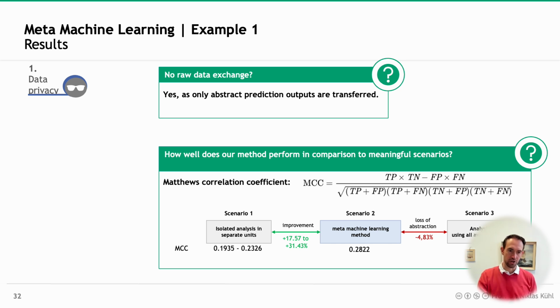The other thing that we are obviously interested in is how good does it work? To do that, we utilize the Matthews correlation coefficient, which, by the way, works well with imbalanced data. And we can see that in scenario 1, with the isolated analysis, we reach an MCC between 0.19 and 0.23. And in our scenario with meta machine learning, our MCC increases, right? So MCC, the more the better, I should say that. But of course, we're not as good as scenario 3, where we have simple access to all data. So we also have this loss of abstraction over here.